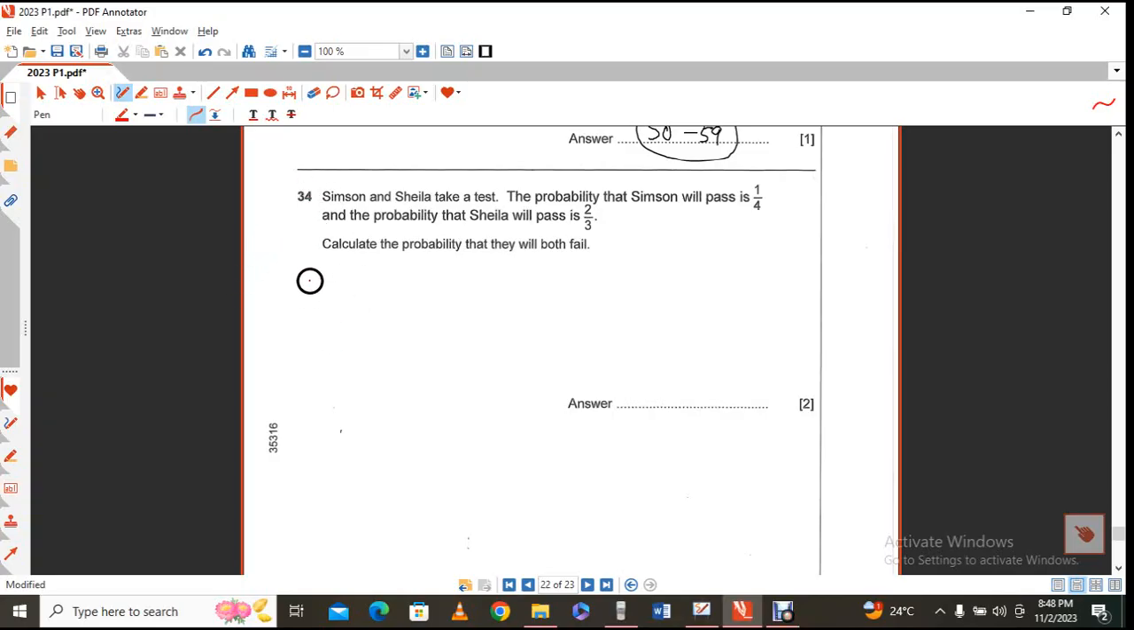Let us see. Let's write Simon. We know that the probability that he is going to pass is 1 over 4, and this is going to be fail. Then we have Sheila. I just want to do the same thing: the probability that she will pass and fail. So the probability that Simon will pass is 1/4. The probability that Sheila will pass is 2/3.